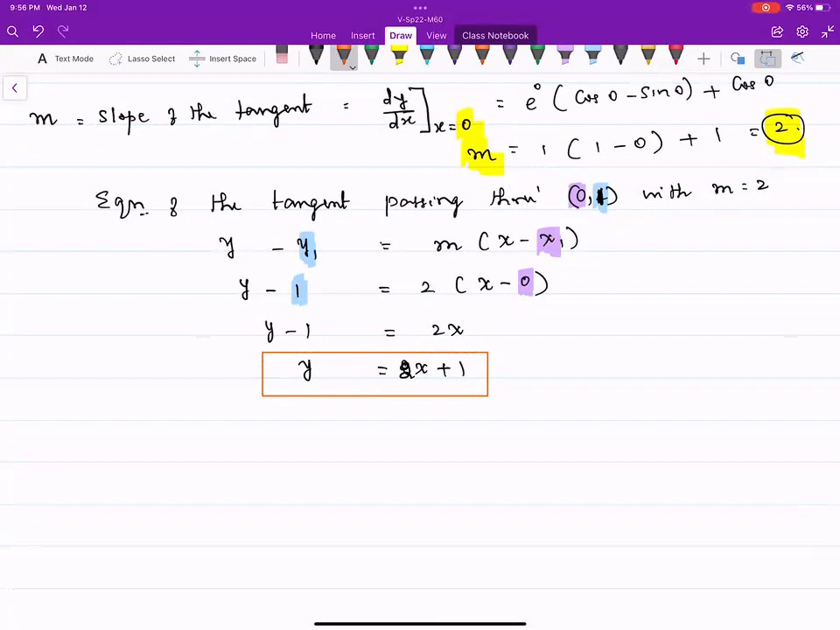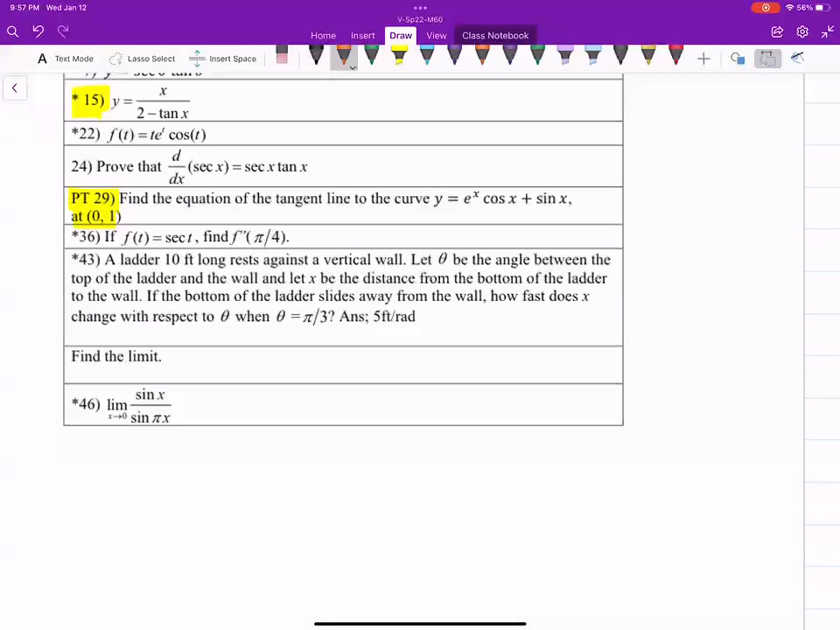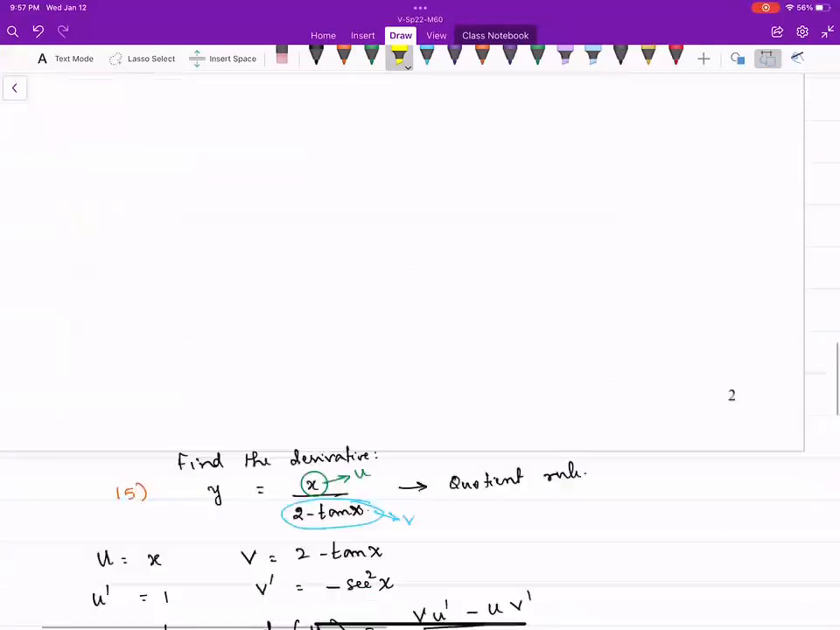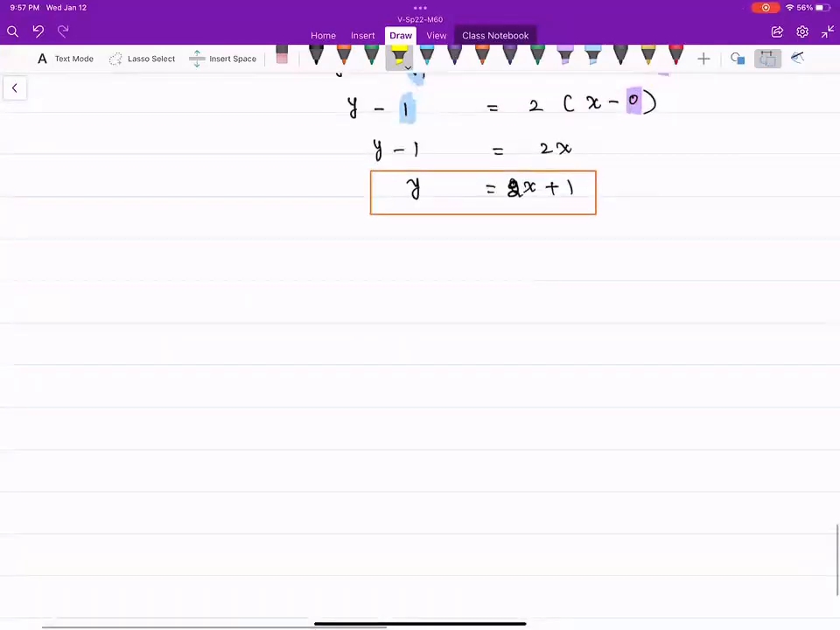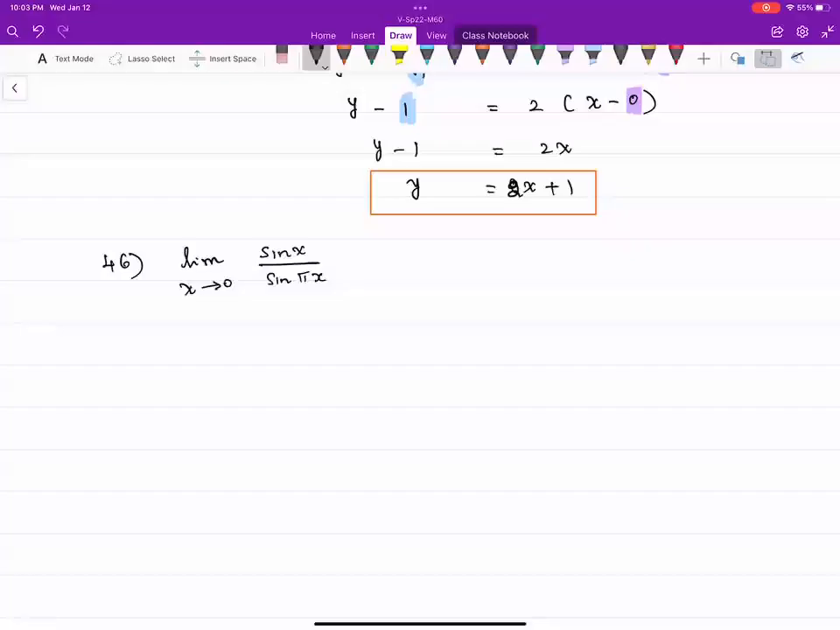All right. Let's try this limit problem, 46. The limit as x approaches 0 of sine x over sine pi x. When we evaluate this limit, there are a couple of things to note.